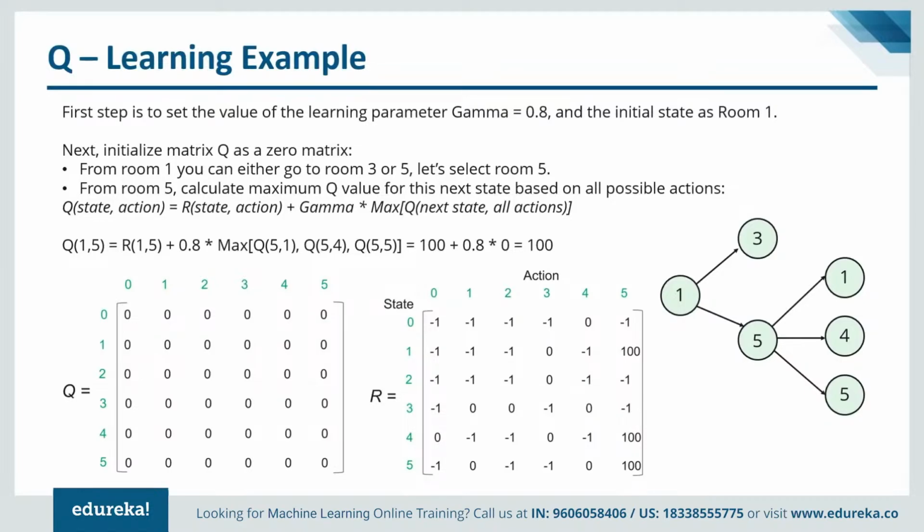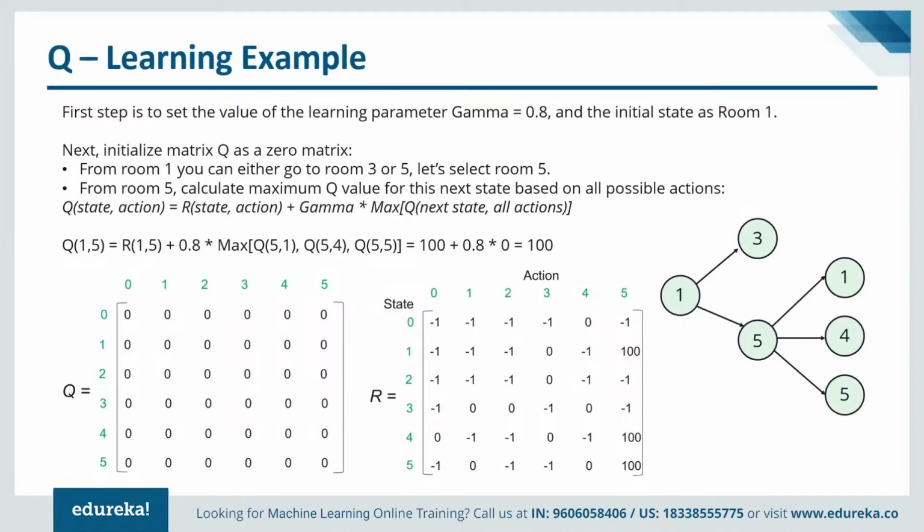So let's select room number 5. From room number 1, you can go to 3 and 5, and we have randomly selected 5. You can also select 3, but for example, let's select 5 over here. Now from room 5, you're going to calculate the maximum Q value for the next state based on all possible actions. From room number 5, the next state can be room number 1, 4, or 5. So you're going to calculate the Q value for traversing 5 to 1, 5 to 4, 5 to 5, and you're going to find out which has the maximum Q value, and that's how you're going to compute the Q value. So let's implement our formula.